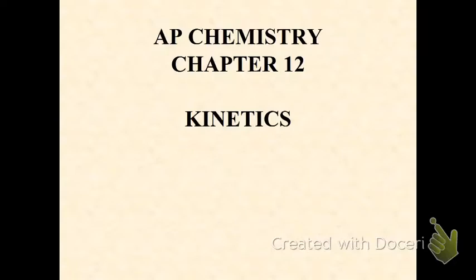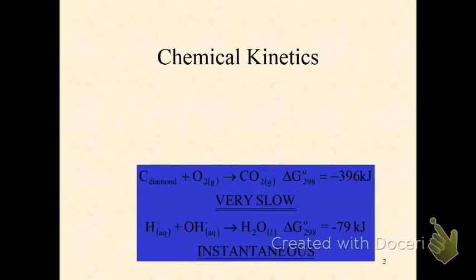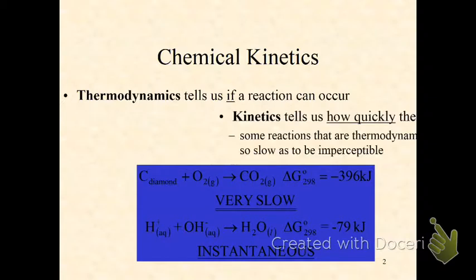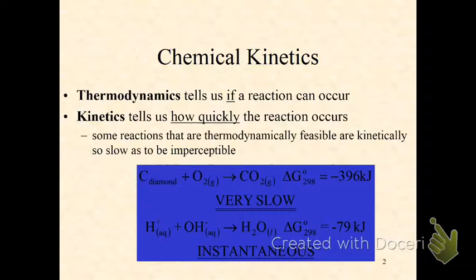Kinetics basically tells you how fast a reaction happens. Thermodynamics, when we get to that, will tell us if the reaction can occur, whether it's spontaneous or not spontaneous. But kinetics will tell us how quickly the reaction occurs. Some reactions are thermodynamically favorable or feasible, but they happen so slowly that it's like they don't happen.